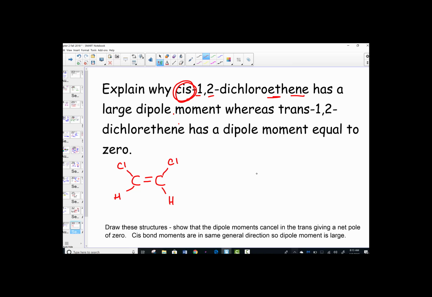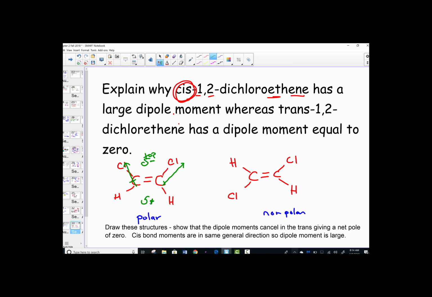Whereas trans-1,2-dichloroethene has a dipole moment equal to 0. So when I look at this distribution, they're telling me that this is polar and that this is nonpolar. When we draw the structures, I can clearly see the electron distribution in the cis arrangement all being pulled to the top of the molecule, making the top very electron rich and the bottom of the molecule electron deficient.